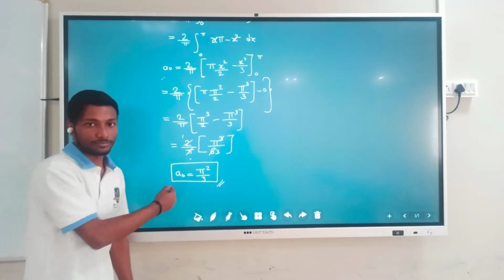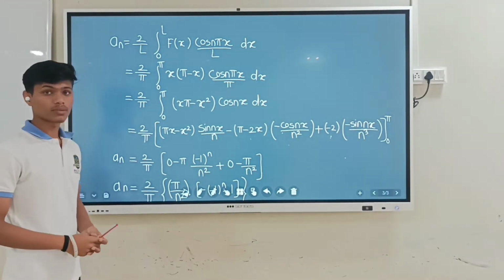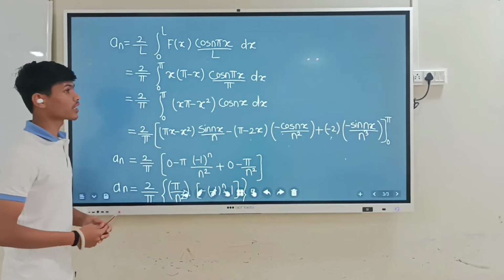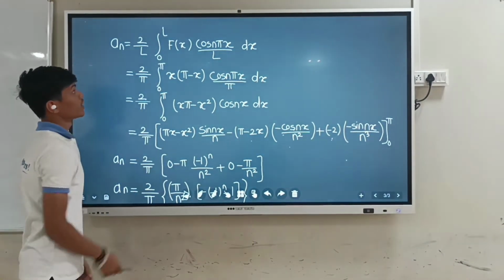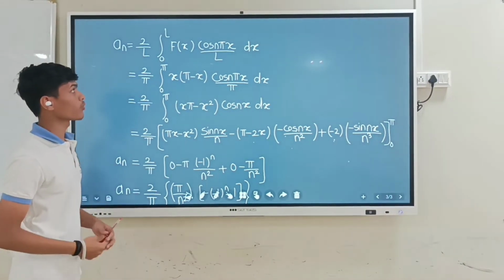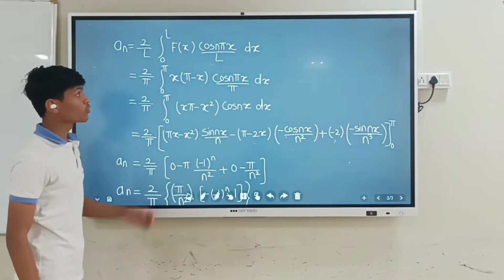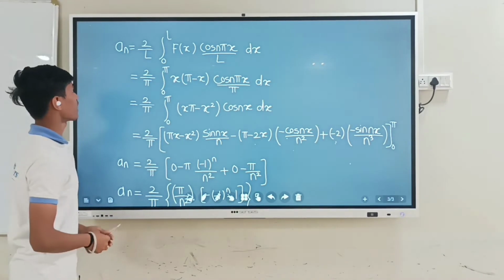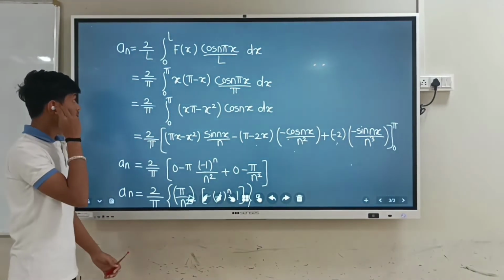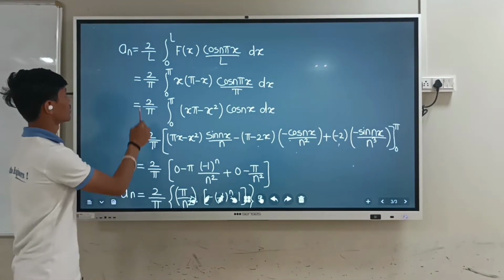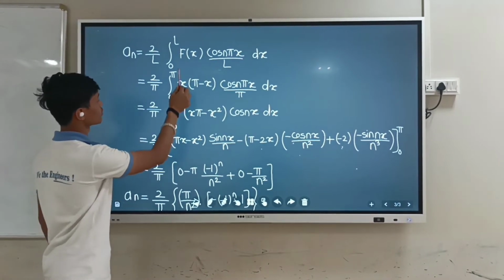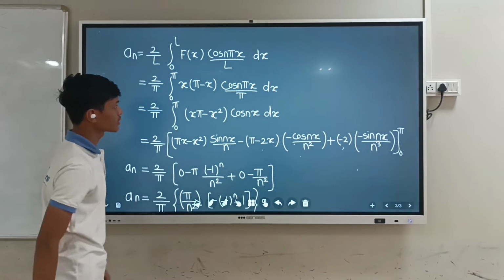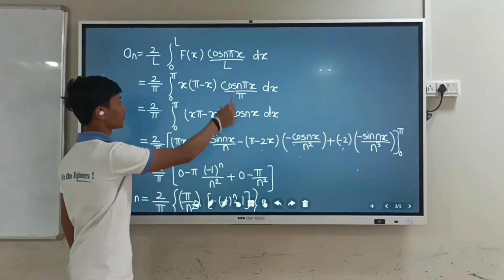Hello everyone, my roll number is 128. Now we have to find out a n. The formula of a n is 2 upon l, limit varies from 0 to l, f of x into cos n pi x upon l with respect to dx. Now we put the value of f of x, and in the place of l we replace pi. Now the equation becomes 2 upon pi, limit varies from 0 to pi, x into pi minus x, this cos n pi x, l replaced by pi, with respect to dx.